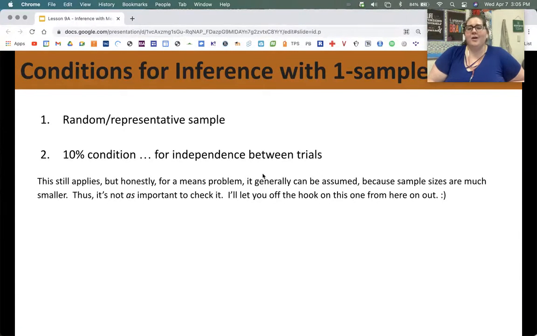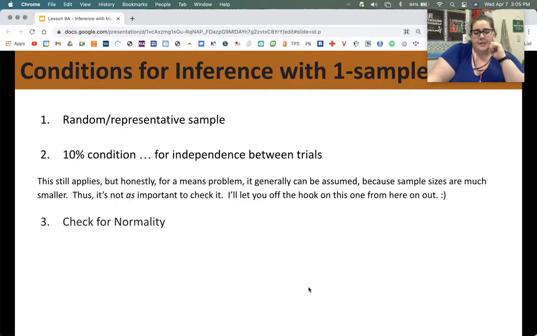In general on the AP exam, this condition is often not counted off, especially on numerical data or means problems. So from now on, I'm going to let you skip that one. Just know that it's never wrong to write it. So if you are not sure, you can write it. It's not a big deal. It's good to be in the habit of it, but it's just not as necessary anymore.